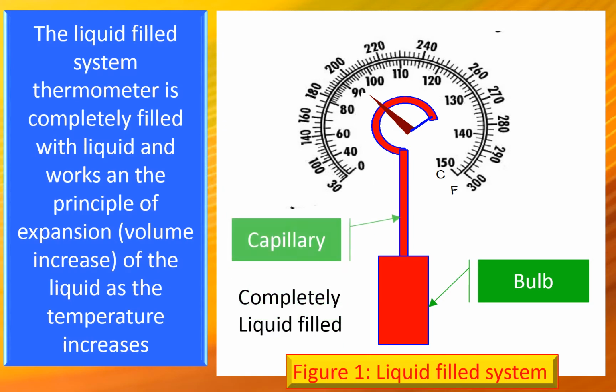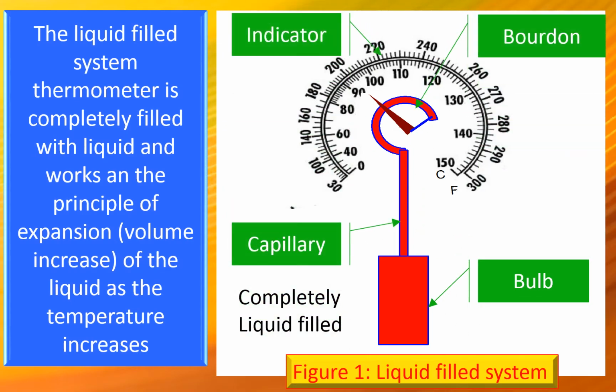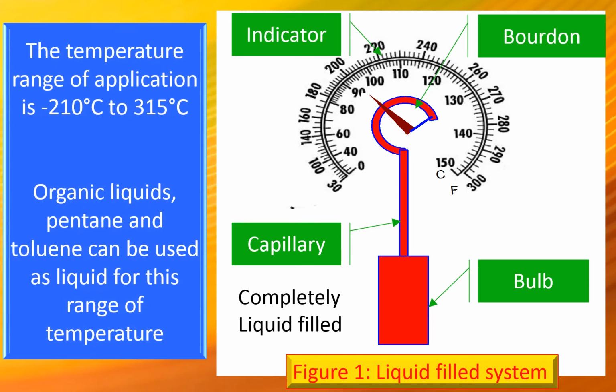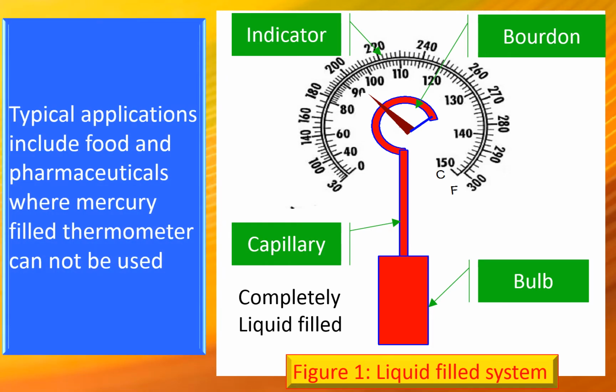The liquid filled system thermometer is completely filled with liquid and works on the principle of expansion, that is volume increase of the liquid as the temperature increases. The temperature range of application is minus 210 degrees centigrade to 315 degrees centigrade. Organic liquids, pentane and butane, can be used as liquid for this range of application. Typical applications include food and pharmaceuticals, where mercury filled thermometer cannot be used.